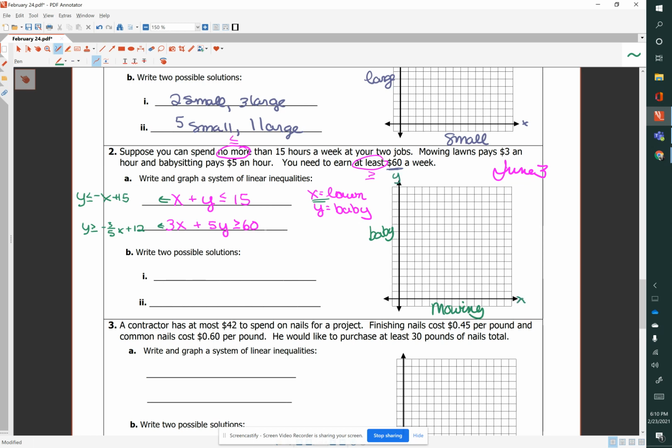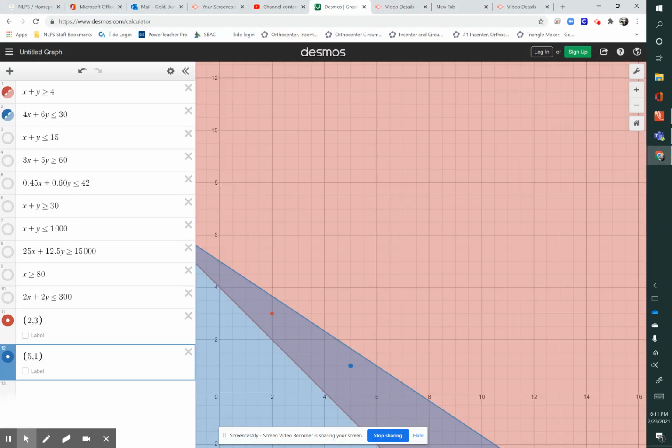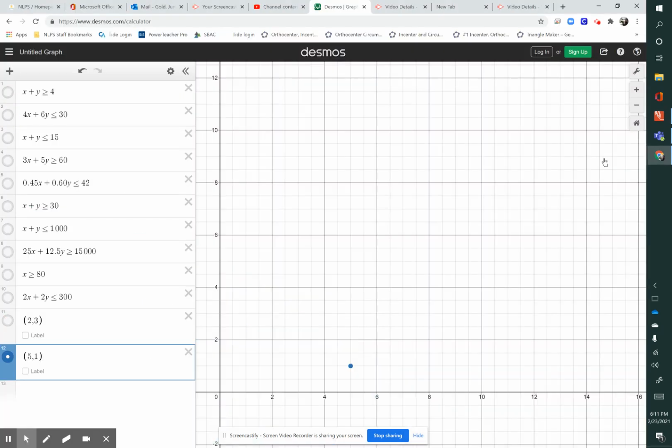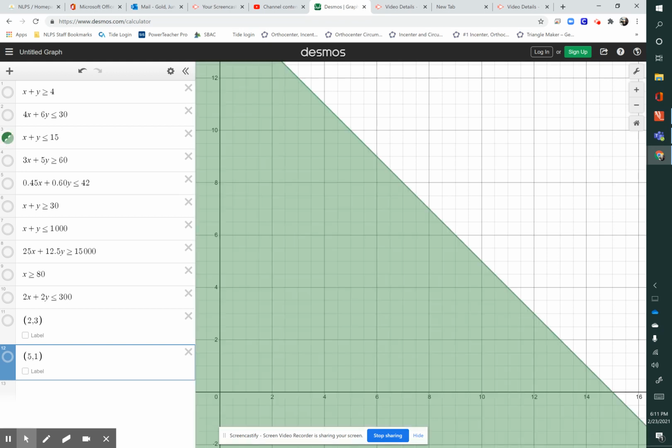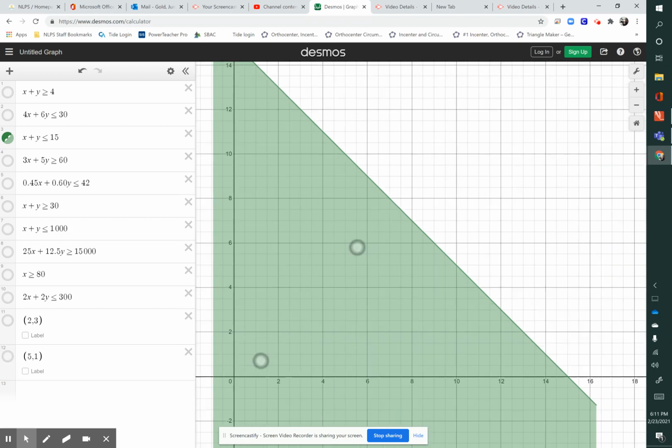So when you graph this by hand, you'd have to be pretty careful with these intervals. We have x plus 15 here, negative x plus 15. So we have a y-intercept of 15 here, and a y-intercept of 12 here. So let's take a look at Desmos. We'll turn off the prior problem. And first, we have that the babysitting and the lawn mowing cannot be more than 15 hours a week.